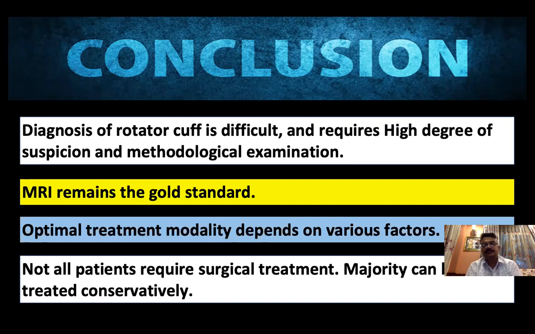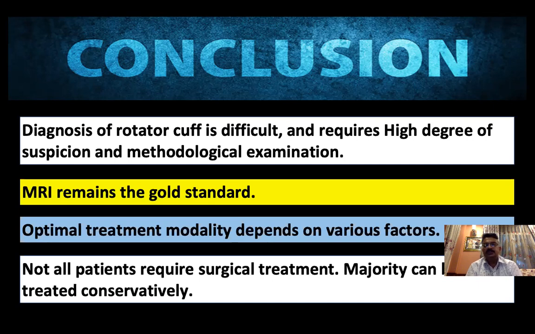Gone are those days when we used to say that, oh, it is very costly. It is not that time. If you are sued, not only for delaying the diagnosis, but for not doing an MRI, we are going into a problem. That is why do not hesitate. If you find there are enough clinical features indicating a rotator cuff tear, do not hesitate to do an MRI. Optimal treatment modality depends upon the various factors that I have discussed.